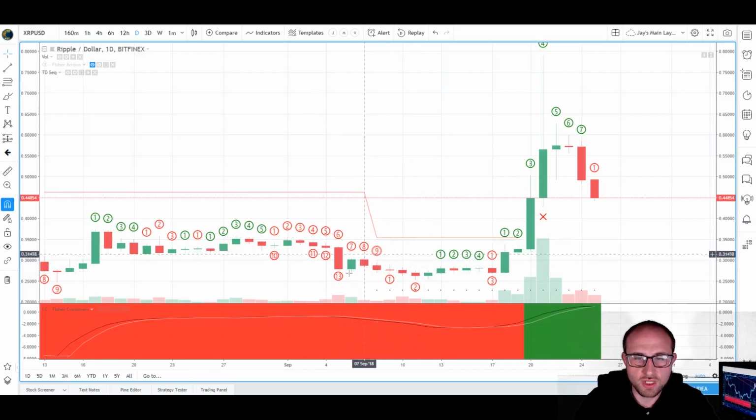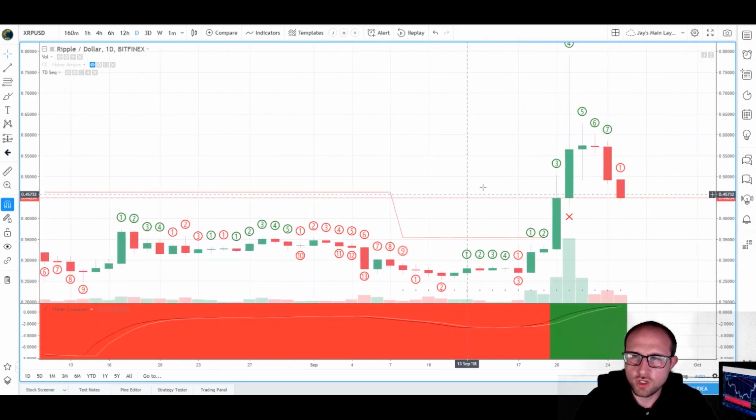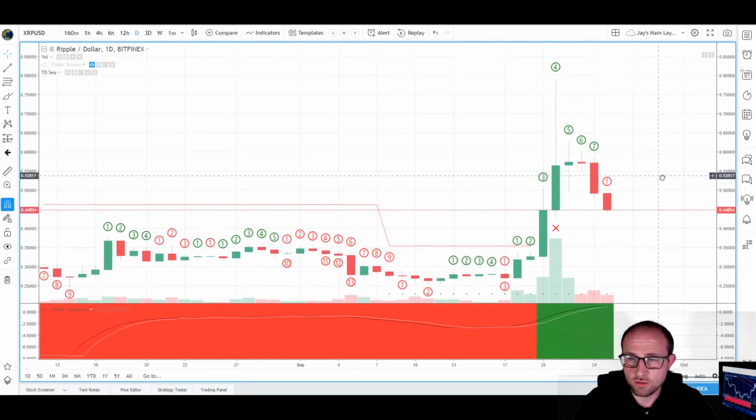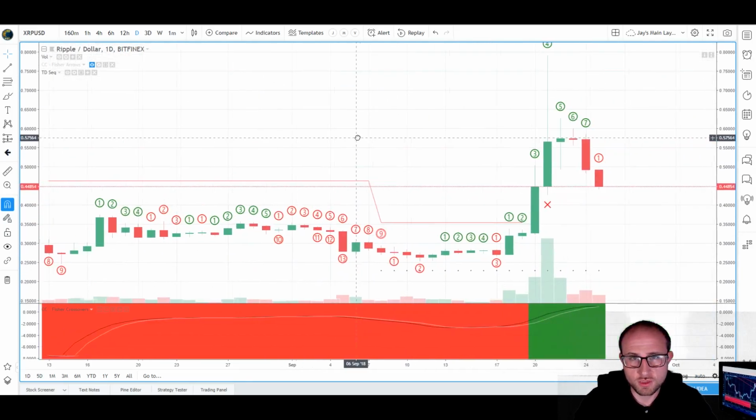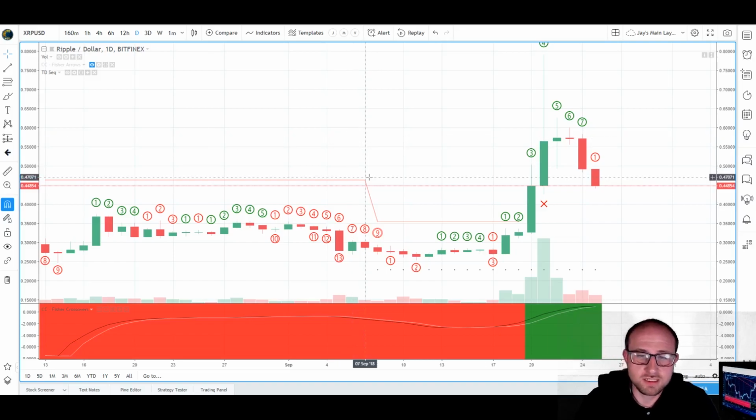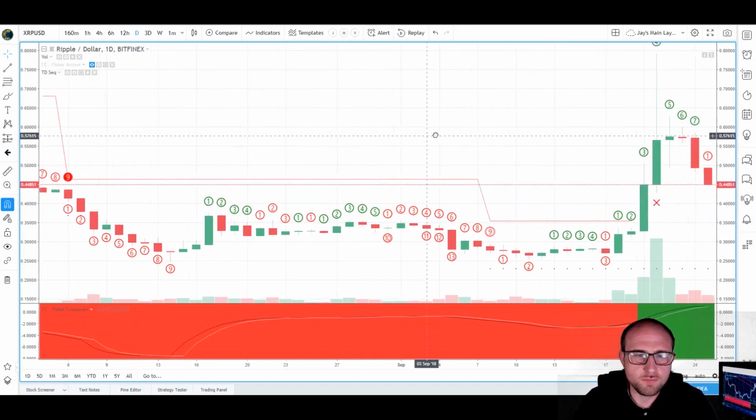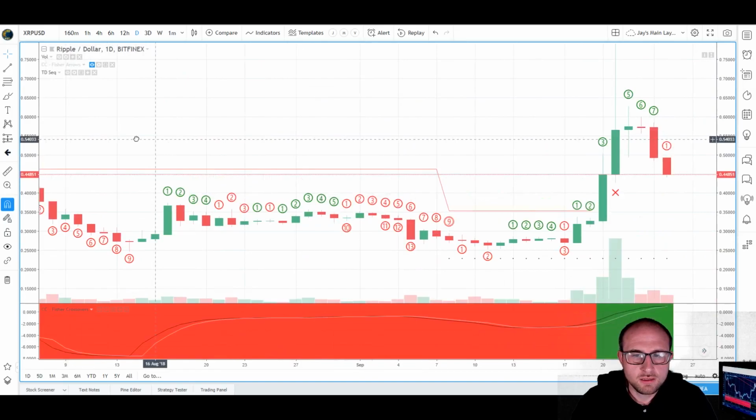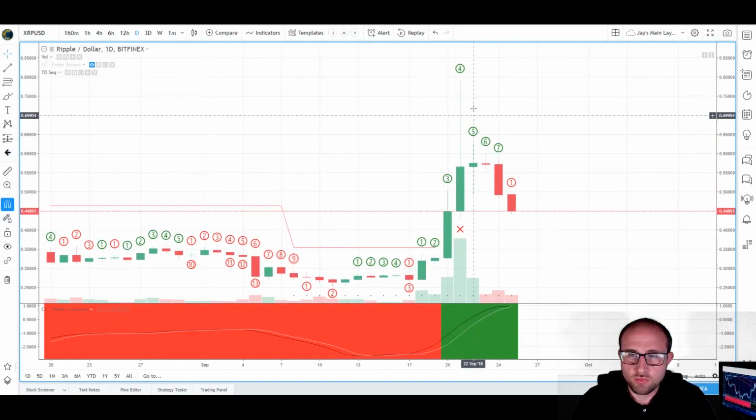So this would have told you to enter right around this area, and I believe, I don't know if we called, no, we did not call Ripple in Cracking Crypto free signals. I think we called it in premium. So if you were a premium member, you would have gotten access to the signal. Free signals did not get this one. And this would have been a fairly profitable trade for you.